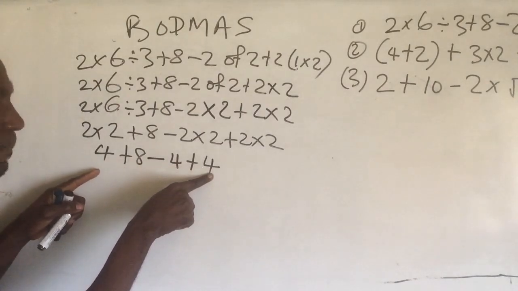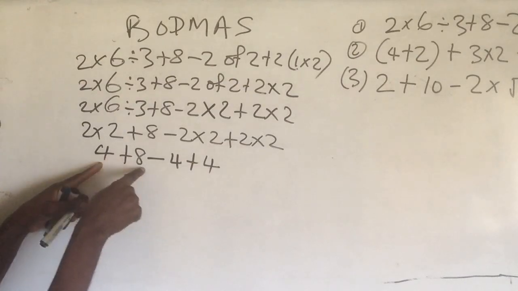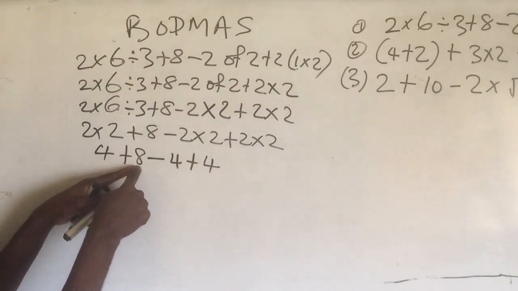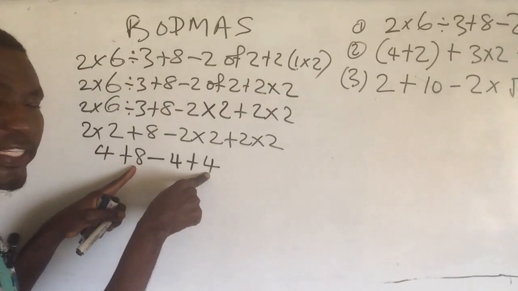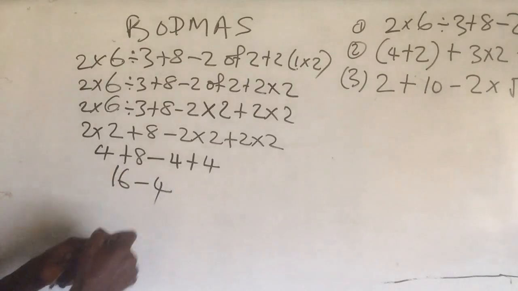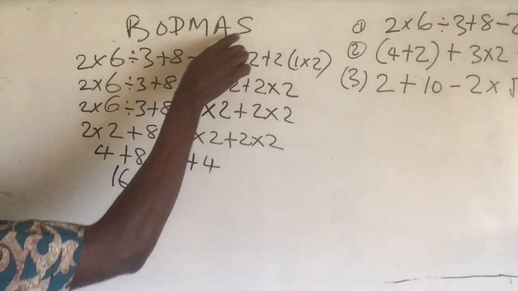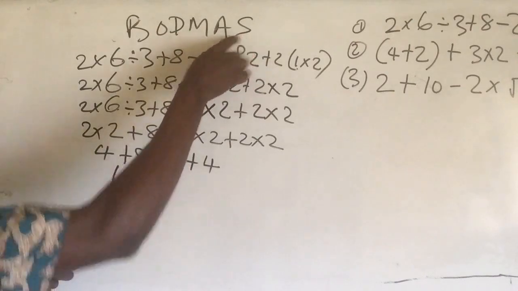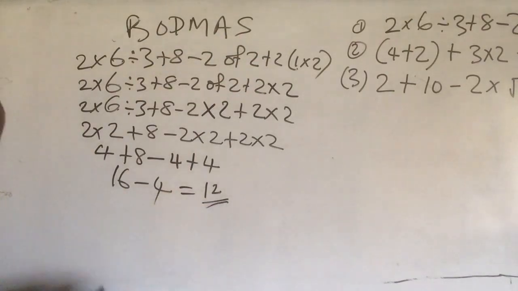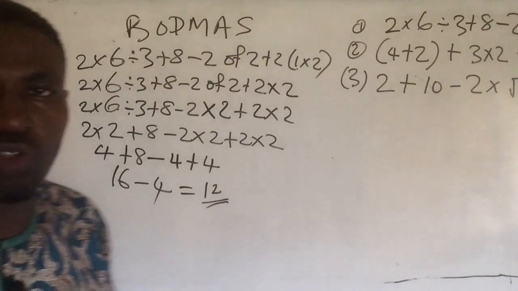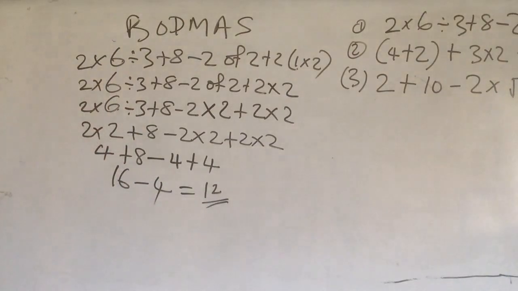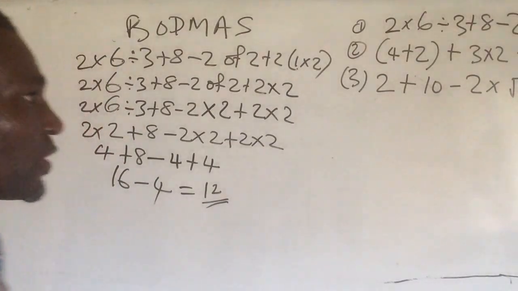Now add this 4 and this 4 and this 8. You understand? So 4 plus 8 is 12. Plus this 4 here is 16. Now we have 16 minus the 4. So the minus sign, which is the last one, subtraction, I will do it last. So 16 minus 4 will remain 12. The answer of this will become 12. So now that is how to solve such a thing.